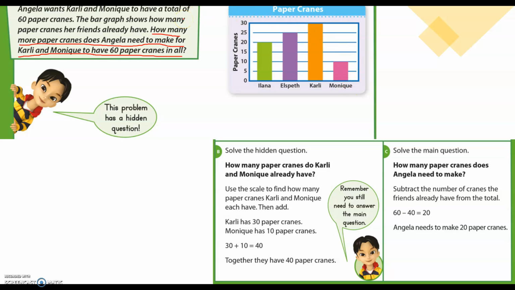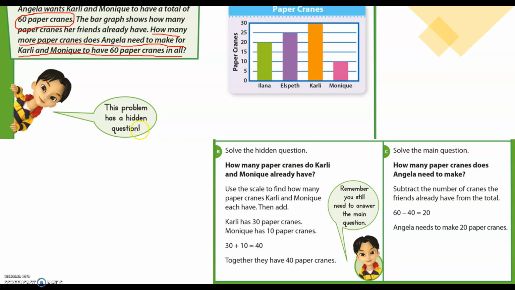Let's go back to the problem. What important information is in the word problem? Okay, we know that Angela wants them to have 60 paper cranes. So this bar graph gives us more information than we need. We need to know Carly and Monique's total, but we don't need to know Ilana and Elspeth's.